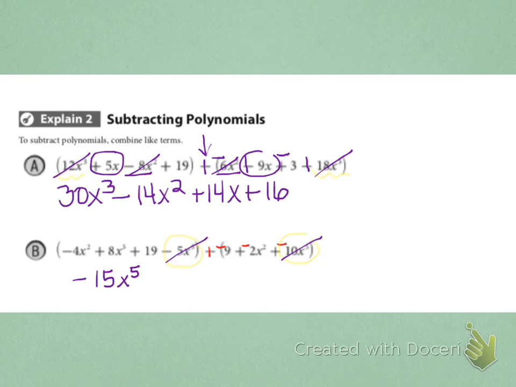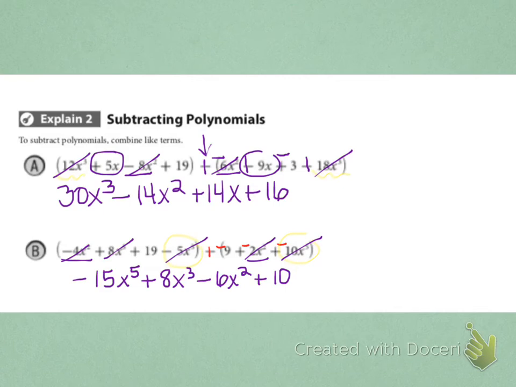And then it looks like the next term down is x cubed, and there's no x cubed in the second polynomial, so there's just one in the first, so that's 8x cubed. That one's done. Then I've got these x squared terms. They're both negative, so negative 4x squared and negative 2x squared makes negative 6x squared. And then positive 19 and negative 9 makes positive 10. So there's my final answer. And again, it's in standard form, leading coefficient and highest degree out front.